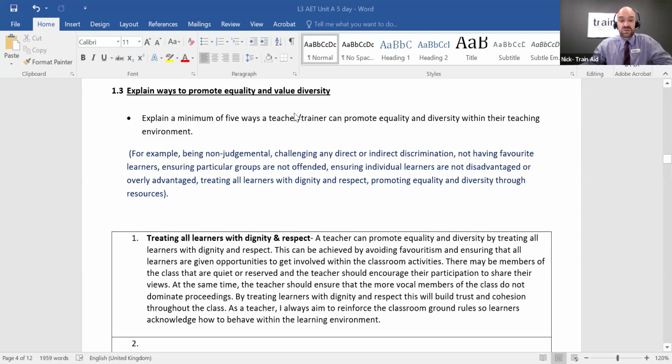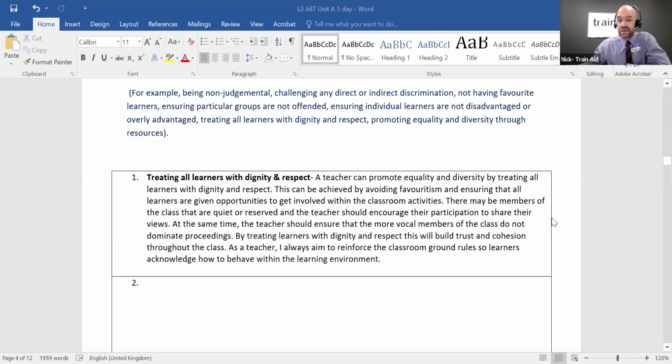But just on to the assignment then. So as mentioned, we need to explain a minimum of 5 ways a teacher or trainer can promote equality and diversity within their teaching environment. So here is my example. So treating all learners with dignity and respect.